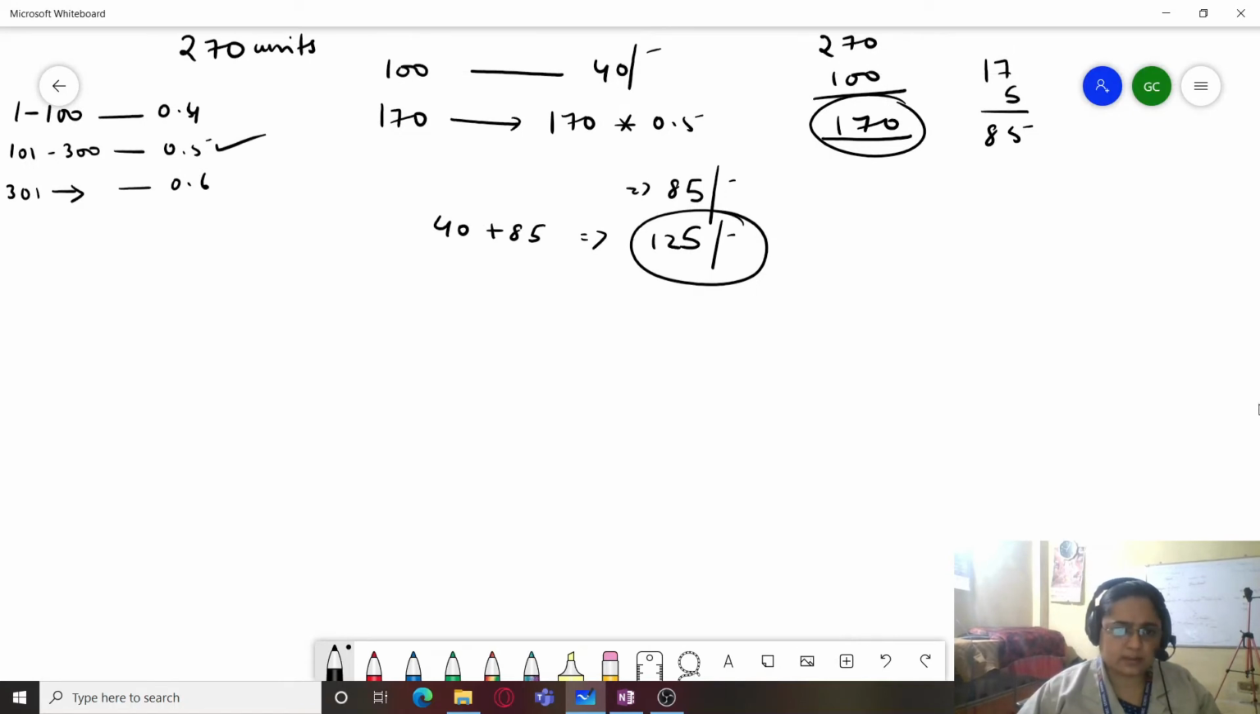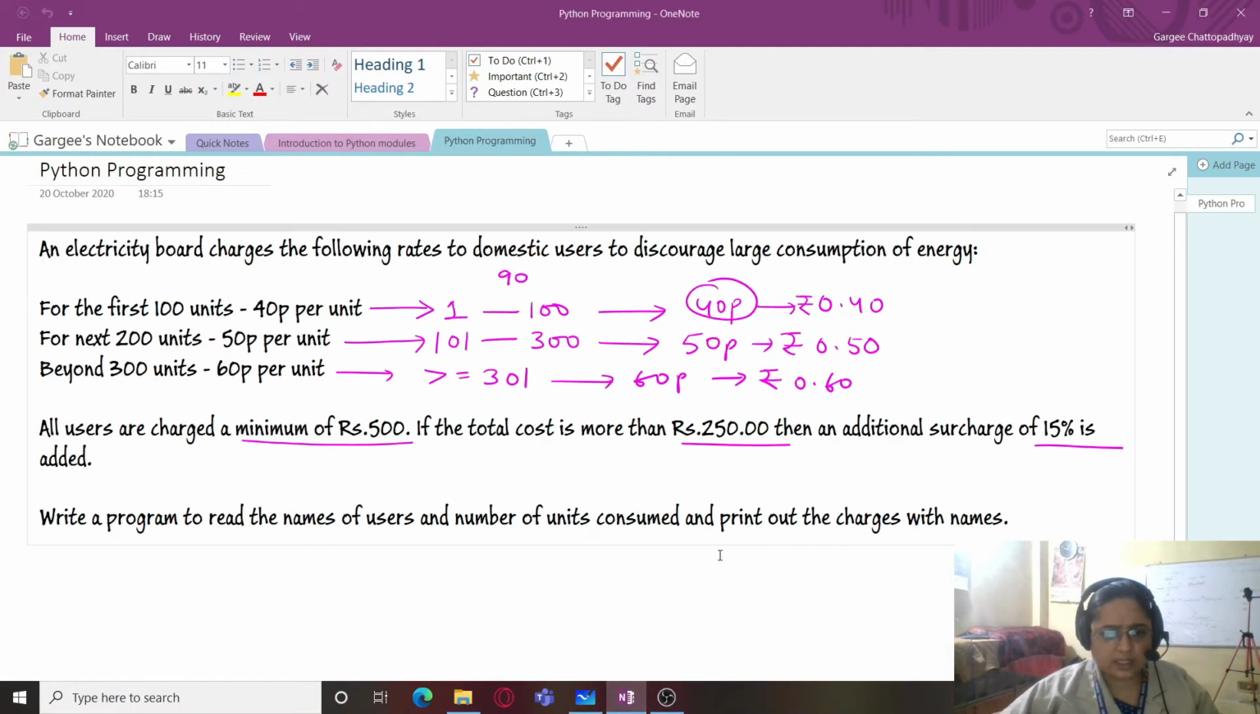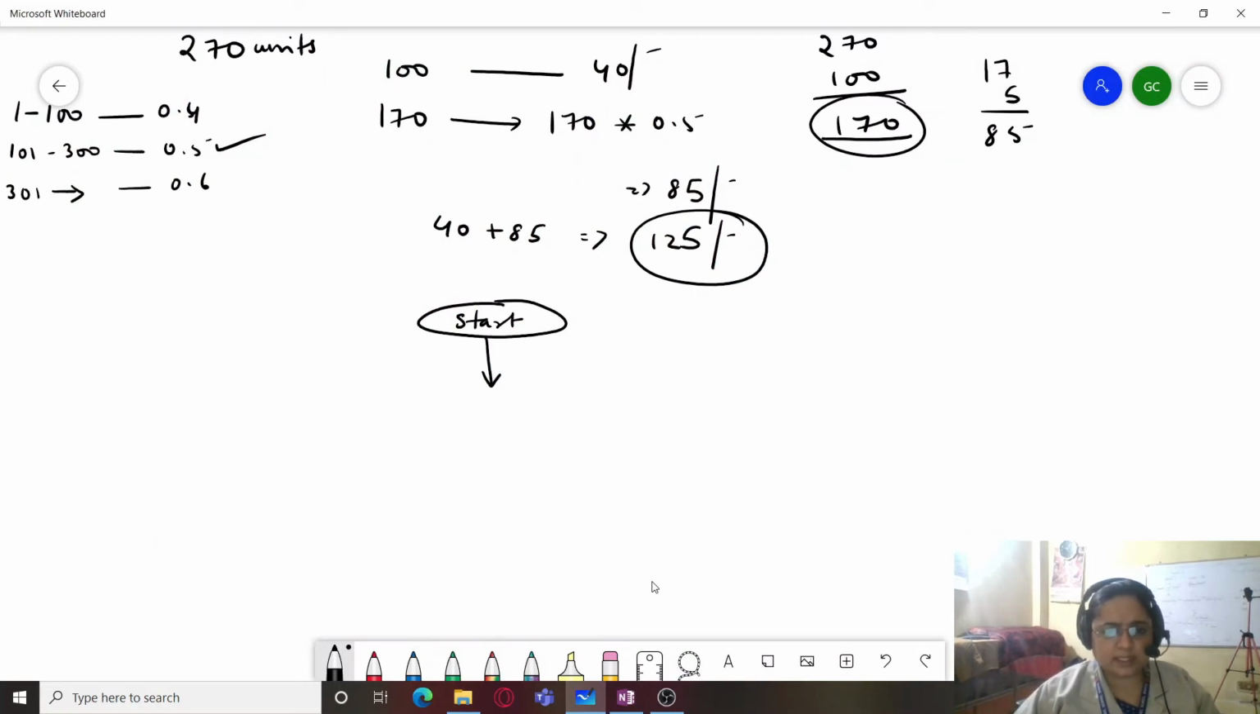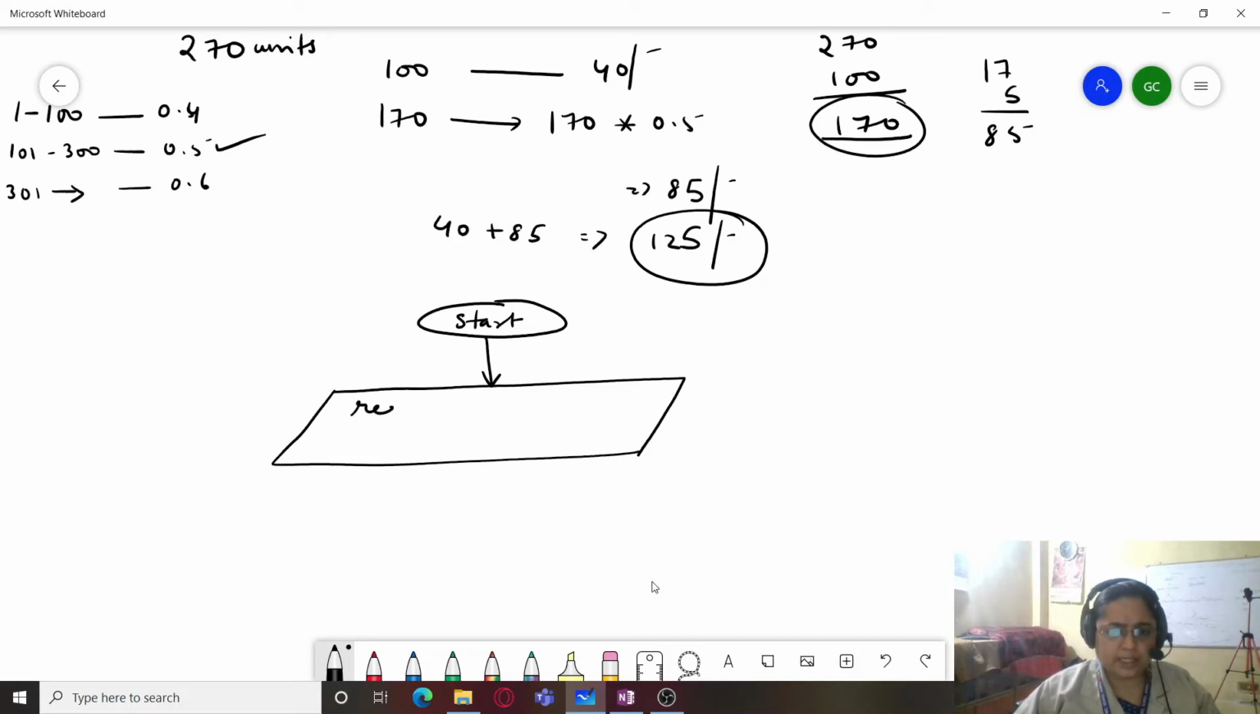How to decide? We'll start with the flowchart here. So we will start. Now the program says that you have to write a program to read names of users and the number of units consumed. So that means I will first be taking some input from the user. That would be: read consumer's name, and read units consumed.